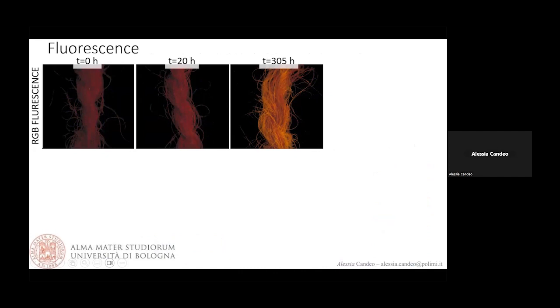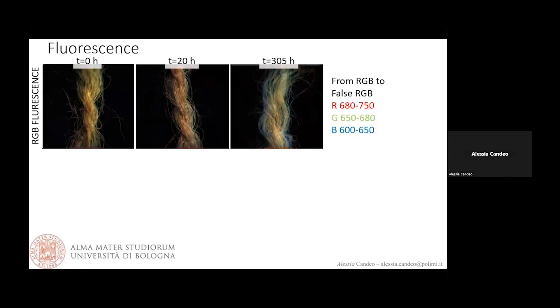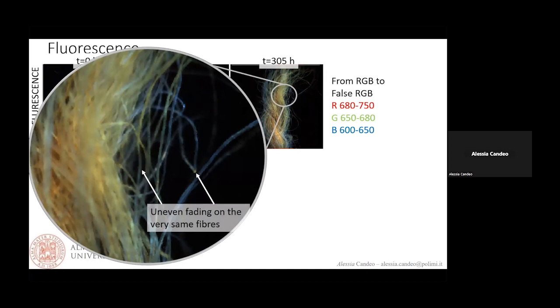From the fluorescence, we managed to obtain information on traces of the dye under study, especially when we look at the false RGB images. Through those, we can also detect the presence of uneven fading on the very same fiber. This is something very hard to get with pointwise techniques like Raman microscopy or liquid chromatography, which are usually used for this type of study.